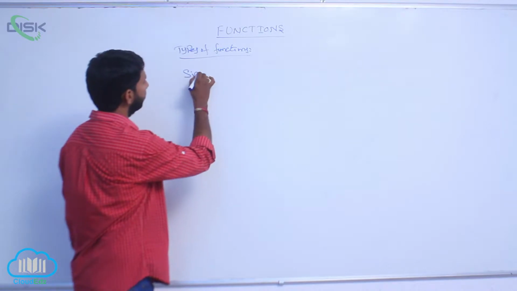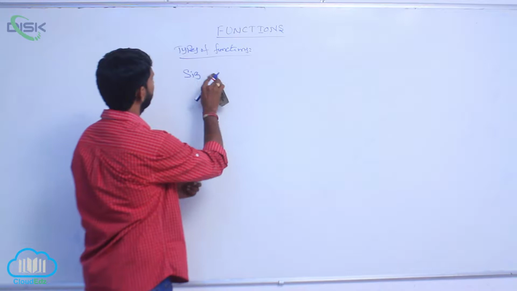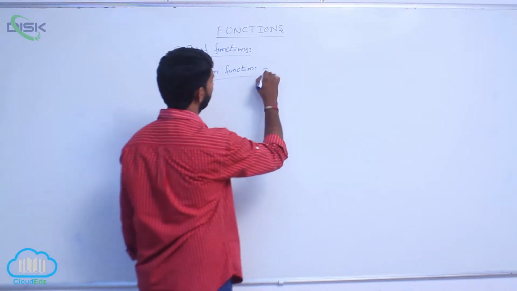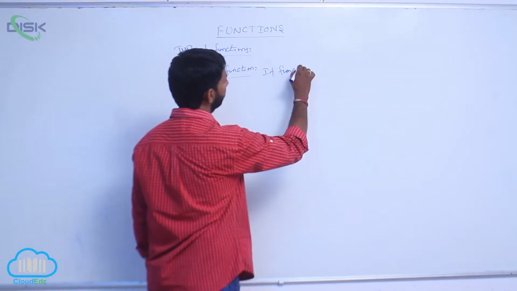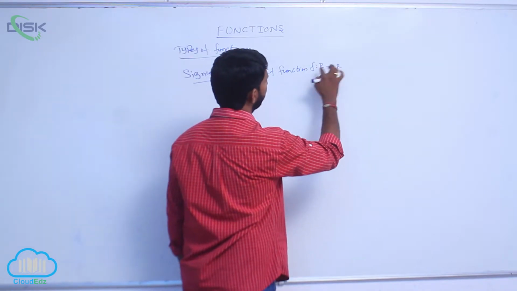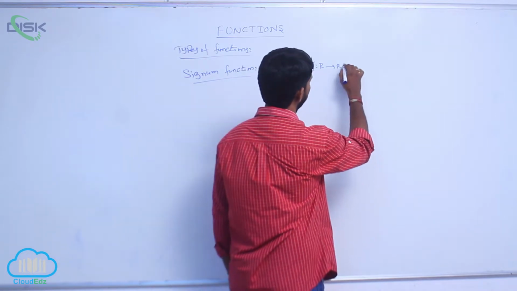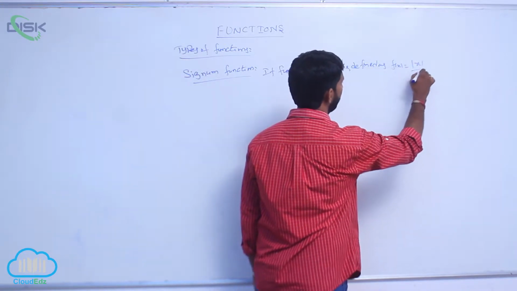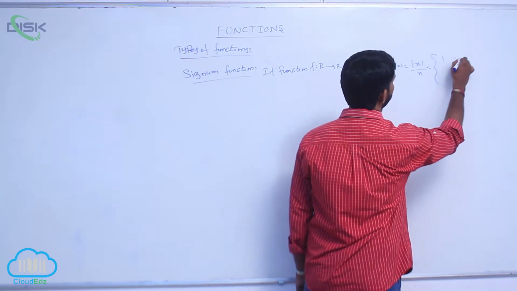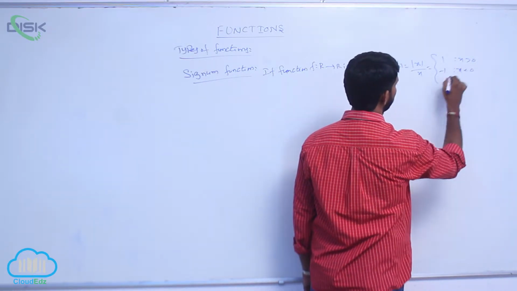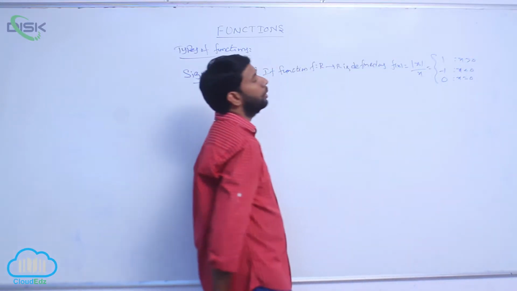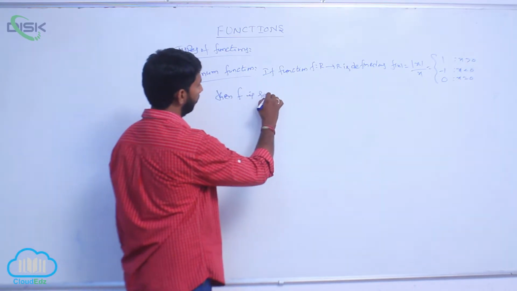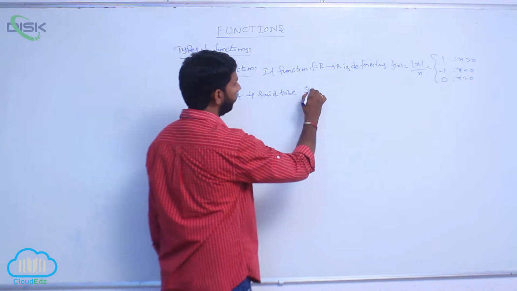The next one is signum function. If the function mapping from R to R is defined as f of x is equal to mod x by x, that is equal to 1 when x is greater than 0, minus 1 when x is less than 0, and 0 when x is equal to 0, then f is said to be signum function.